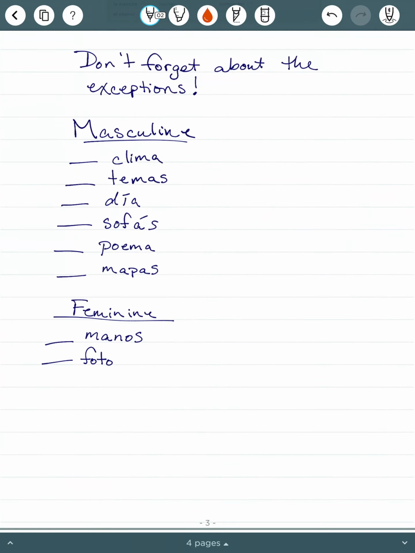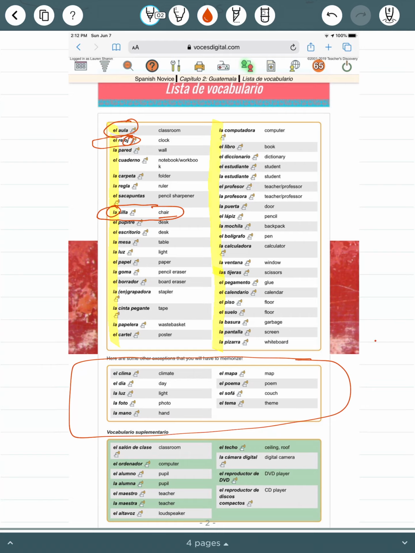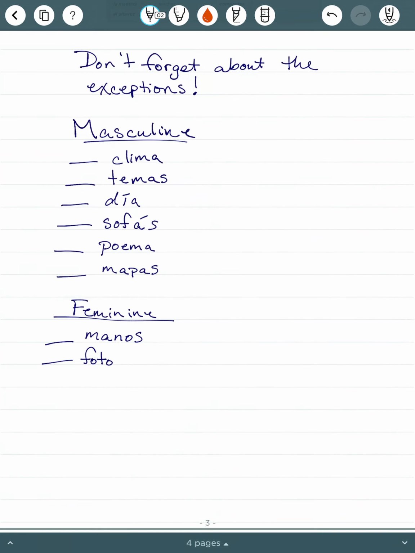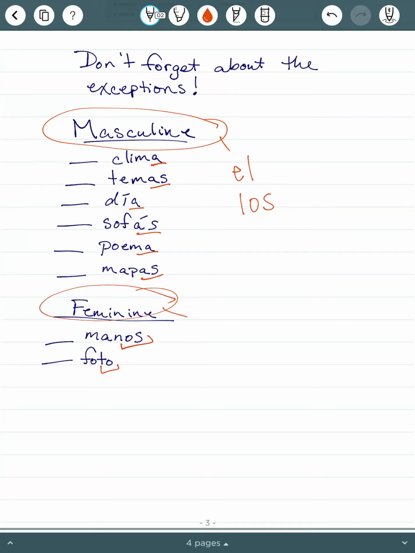So let's look at our exceptions. I'm getting this right here from our exception list. So if you have an exception that looks feminine but is actually masculine, you are going to use the masculine article, so el or los. If you have one that looks masculine but it's actually feminine, you are going to use the feminine articles, la or las. So at this point, we've established that these are exceptions. We just need to decide if they're singular or plural.